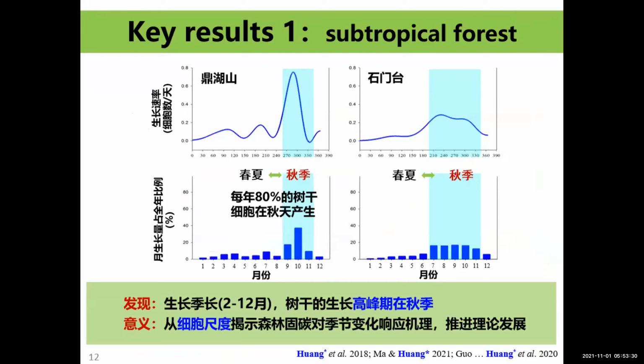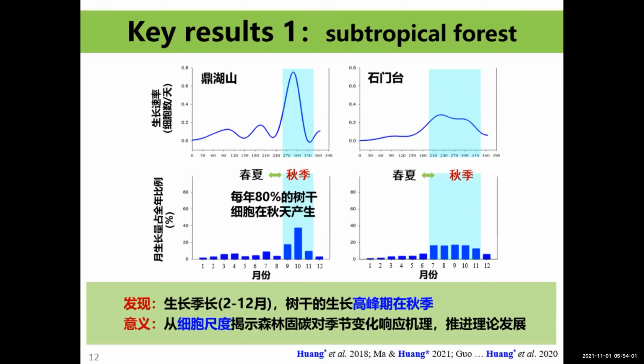We found that in the subtropical area in China, forest growth, especially wood formation, had its highest growth rate in autumn, which is contrary to the traditional knowledge about the growing season for trees, especially from April to September.